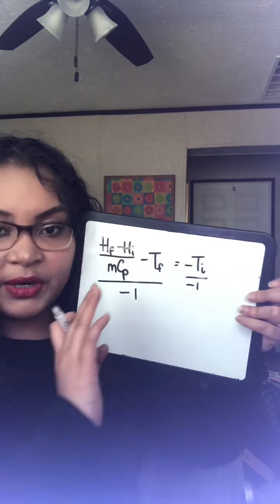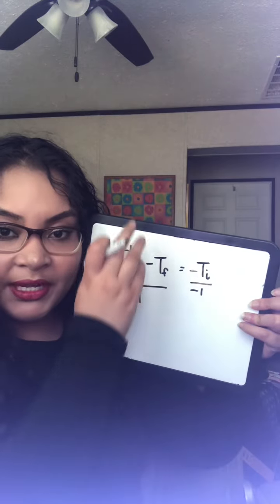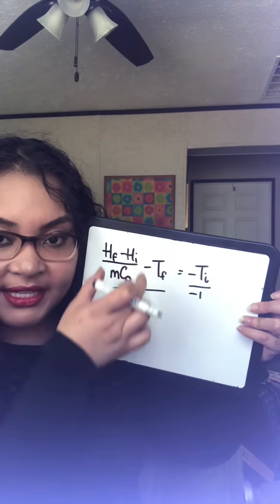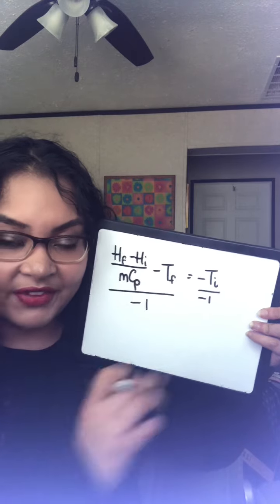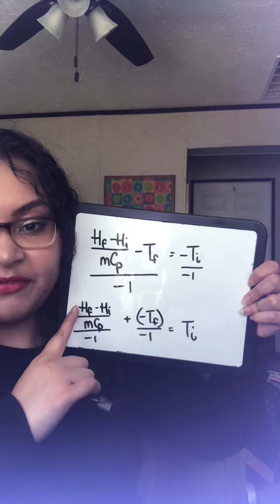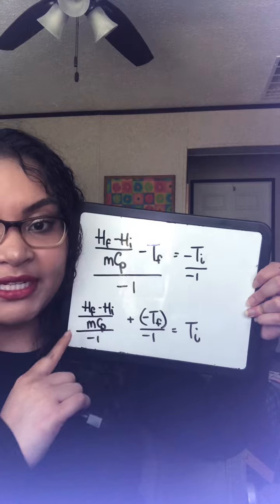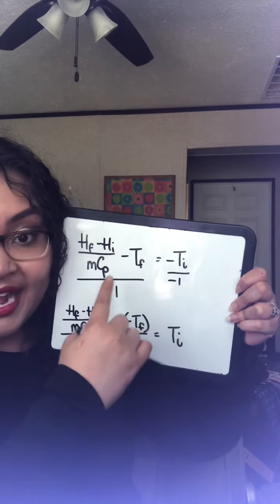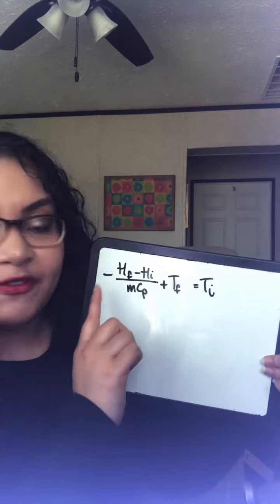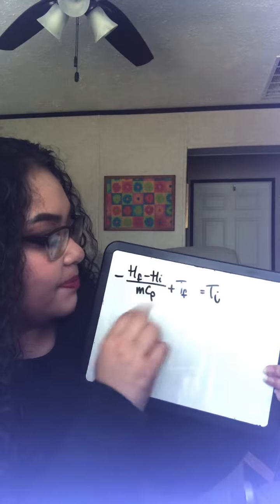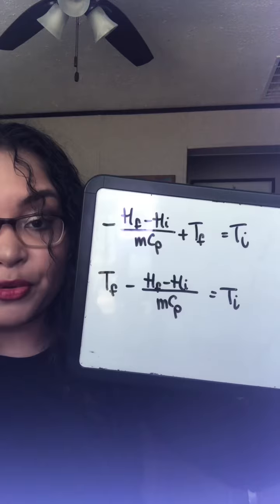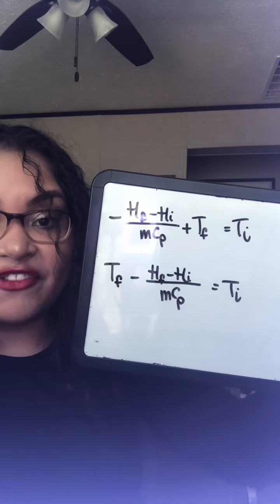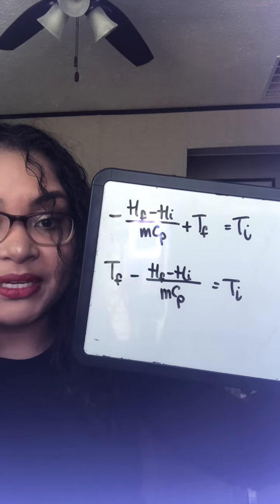And my younger algebra students will think of this by multiplying by -1. Now we're going to divide both sides by -1, but because this side has two terms, I'm going to say this side divided by -1 minus this side divided by -1. Delta H or HF minus HI over MCP divided by -1 plus that negative TF over -1. Now we're left with negative delta H over MCP plus TF equals TI. But to pretty it up even further, we can say TF minus delta H over MCP equals TI.